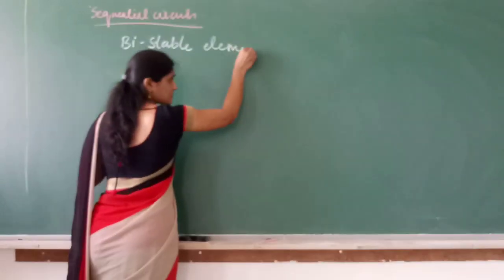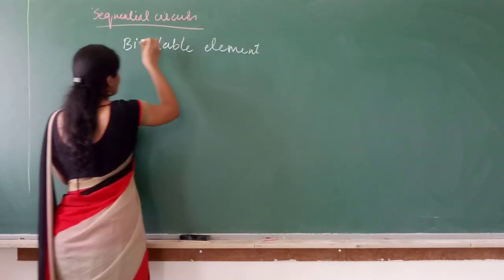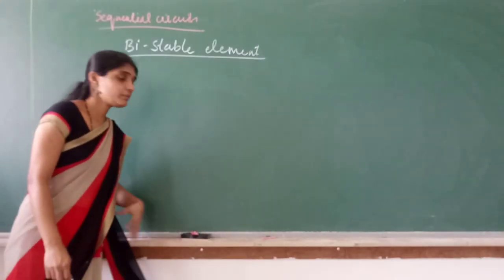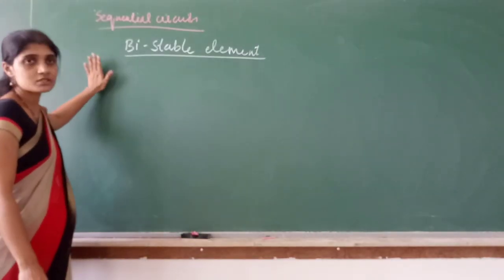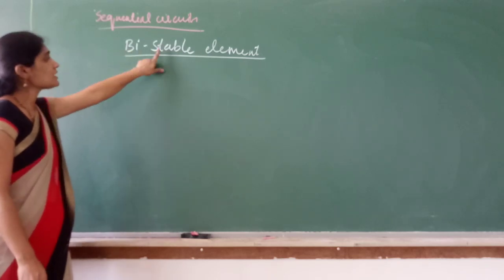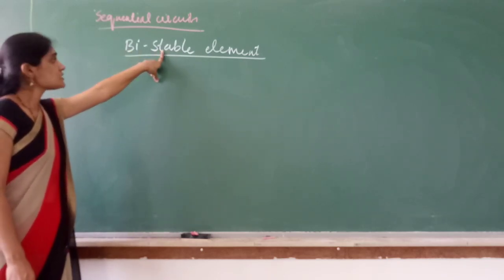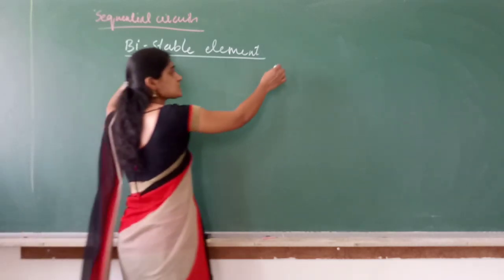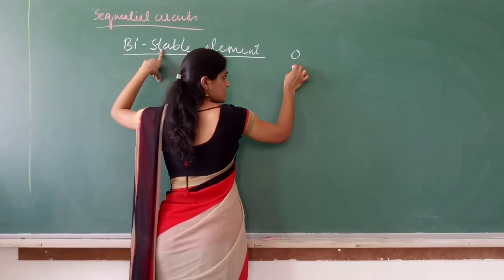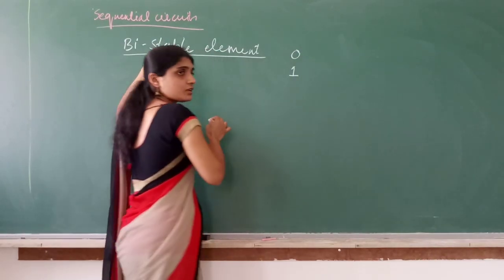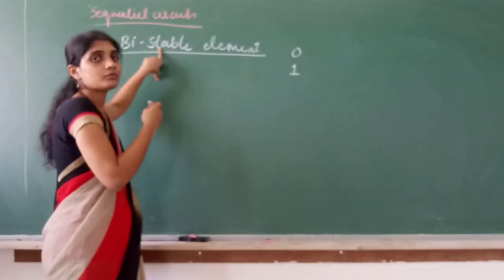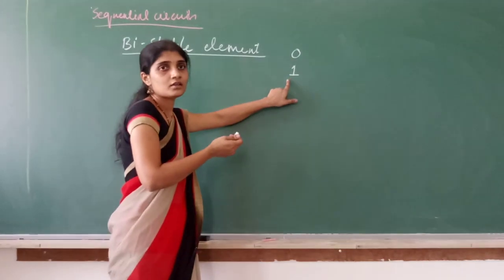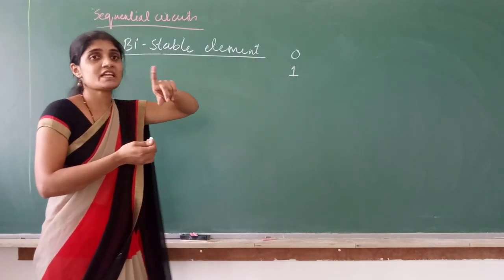Bistable element. In the exam, one question may be: explain bistable element in case of sequential circuits. A sequential circuit is a two-valued network, right? Two-valued means the output can be either 0 or 1. So, based on the past history of the input, the bistable element can store either 0 or 1. So, we have two stable states.